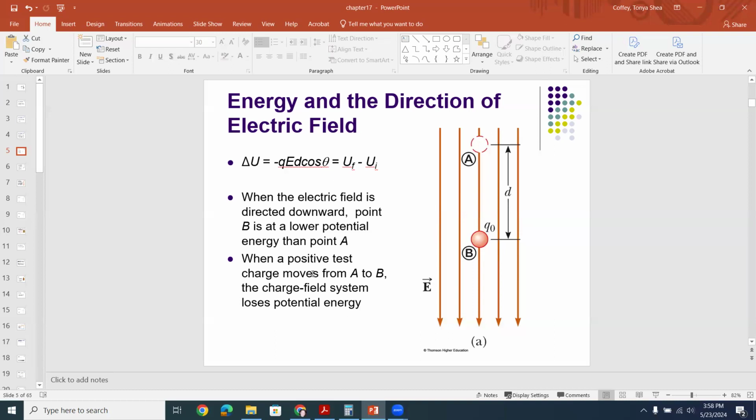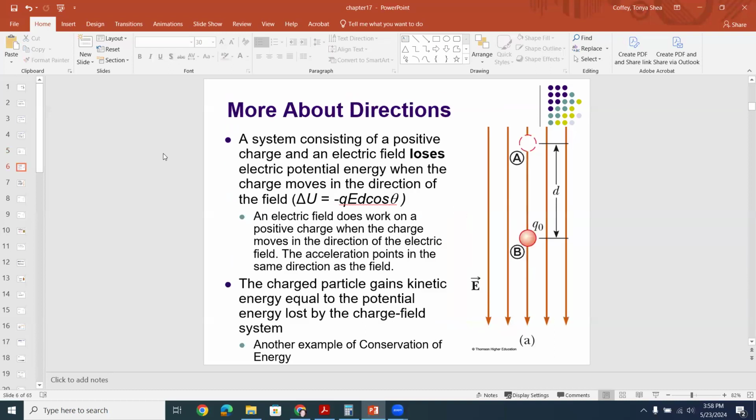So that means that the charged field system is going to lose potential energy when it moves from A to B. A system consisting of a positive charge and an electric field loses electric potential energy when the charge moves in the direction of the field. Another way to look at it is the electric field does work on the positive charge when the charge moves in the direction of the electric field. In other words, the acceleration vector from F equals QE is going to point in the same direction as the field. And if that's the only thing working on it, then that would cause the particle to, if anything, speed up, right? It's going to speed up.